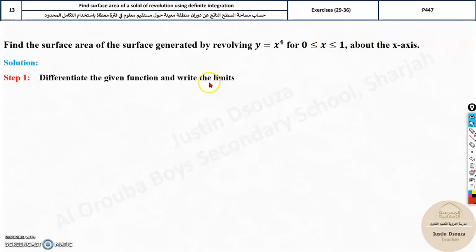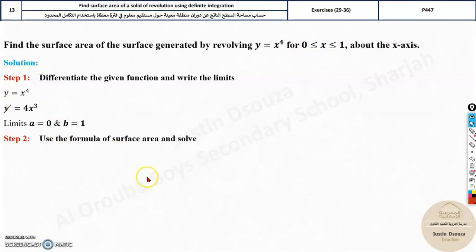Now all you need to do is first differentiate this, because in the formula we need the differentiation, isn't it? So differentiate this. y equals x to the power 4. The 4 comes down, you'll get 4x to the power 3. That is the differentiation, f dash of x or y dash. The limits are given, 0 to 1. Use the formula and simply solve it directly.